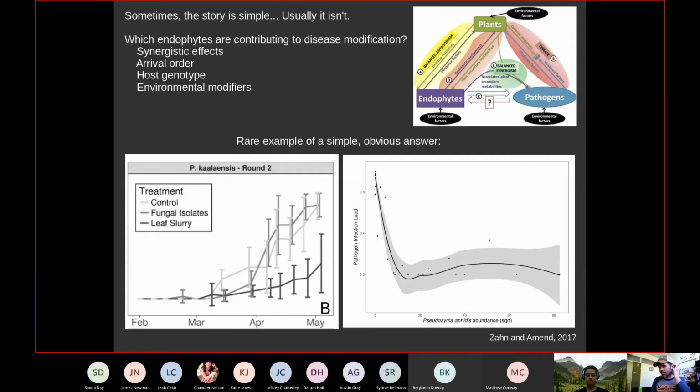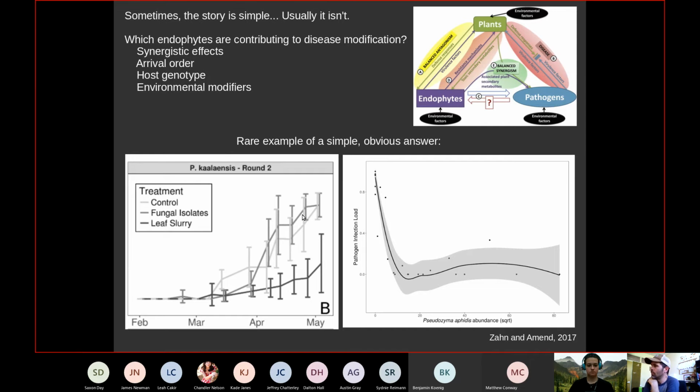And rarely is it a simple, obvious answer, but I've got one more simple, obvious story for you here. This is an endangered plant, Phyllostegia kaalaensis, and this is basically showing mortality. So the higher these points are, the greater percentage of these plants have died of this invasive disease. The study we did was basically to try to provide endophytes for these plants, to engineer a microbiome for them that would help them survive out in the wild.